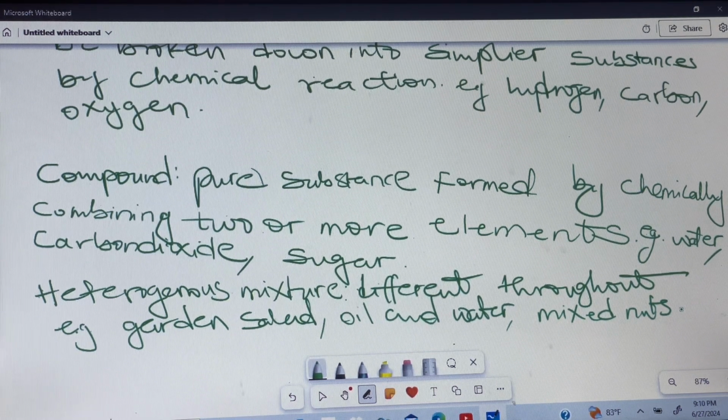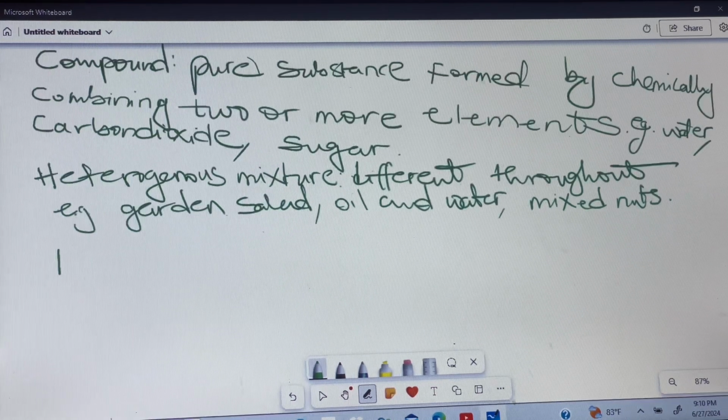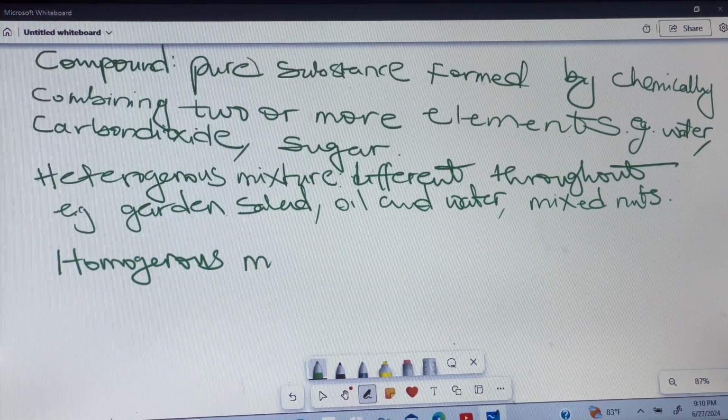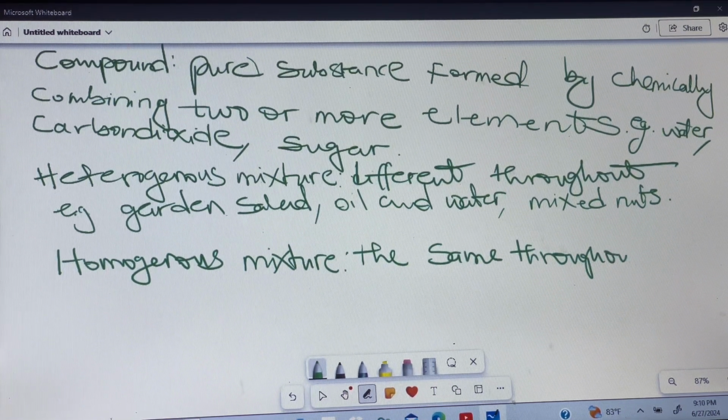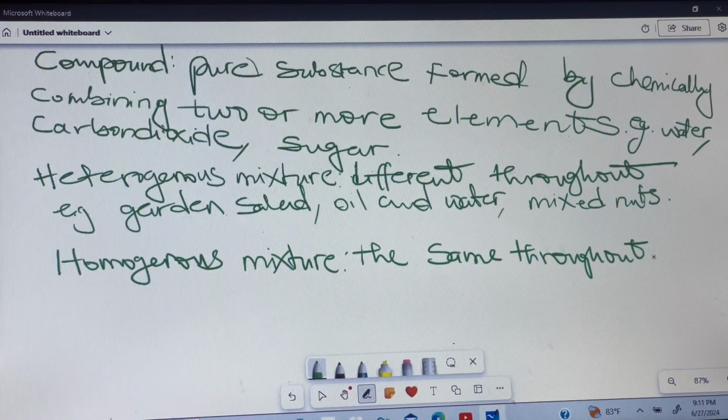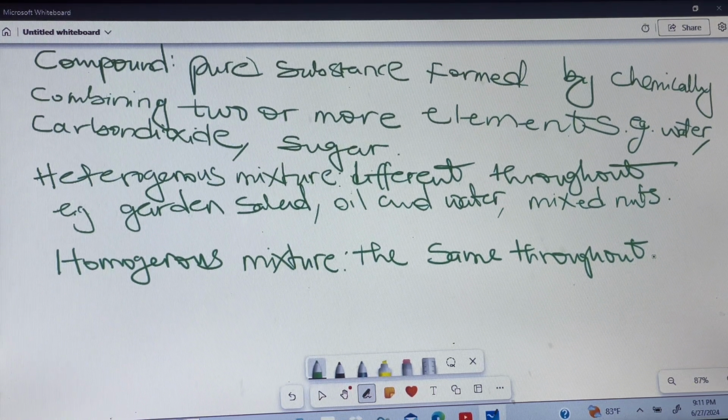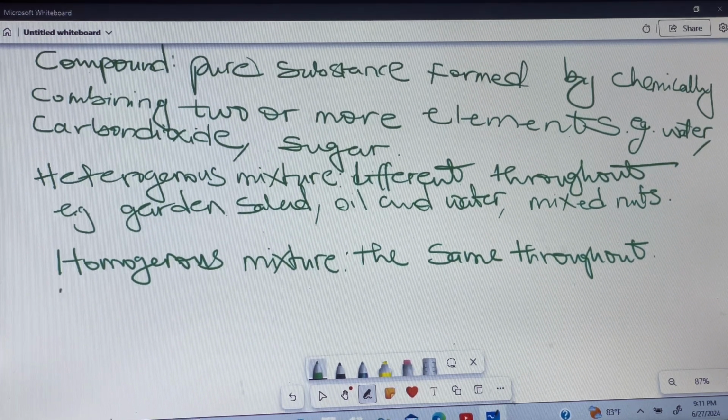Then the next one is what? Homogeneous. So the homogeneous mixture looks the same throughout. You see the same color, the same texture, the same everything. So when you look at any part, it's the same thing you're going to see. Whether you taste it or take physical measurements, it's just the same throughout. Example.